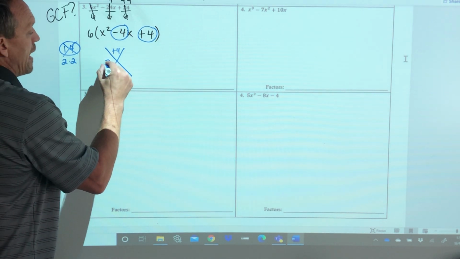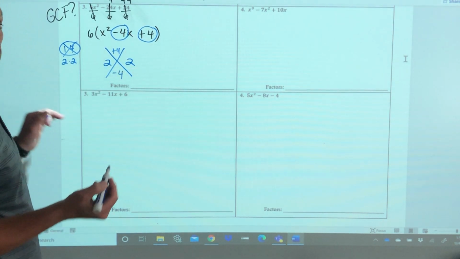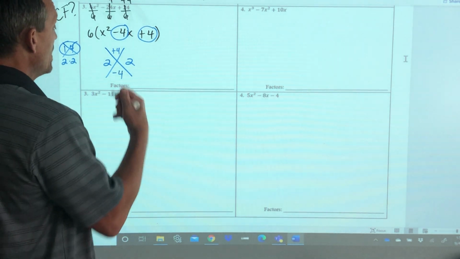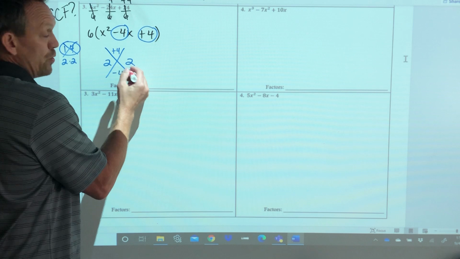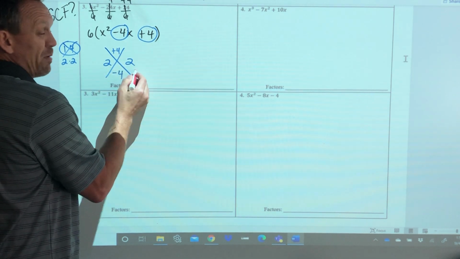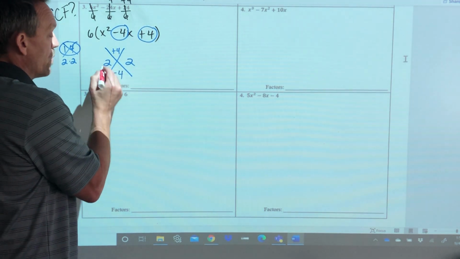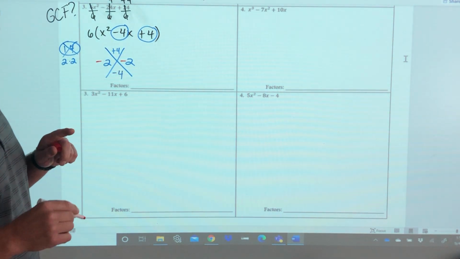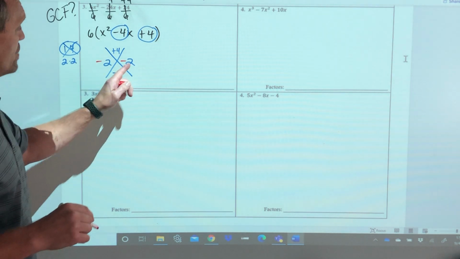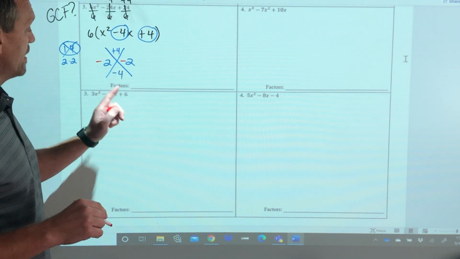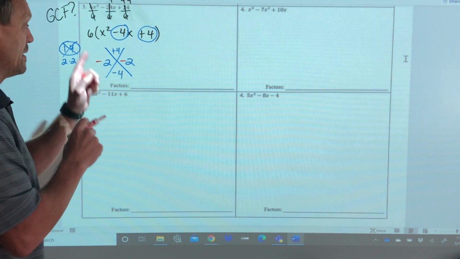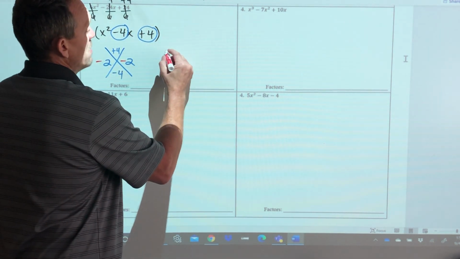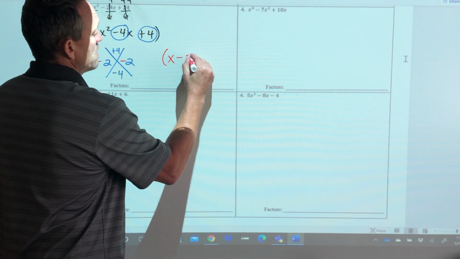2 and 2? Absolutely. Here's the trick. Again, we're going through this. Keeping this stuff straight is vital. While 2 times 2 is positive 4, 2 plus 2 can't give me negative 4. So I got to make these negative. Negative 2 times negative 2 is positive 4. Negative 2 plus negative 2 is negative 4. Again, these signs within this x, vital. So now we did just what we did before.